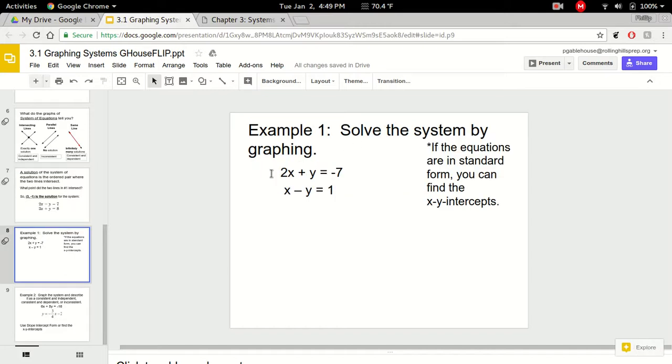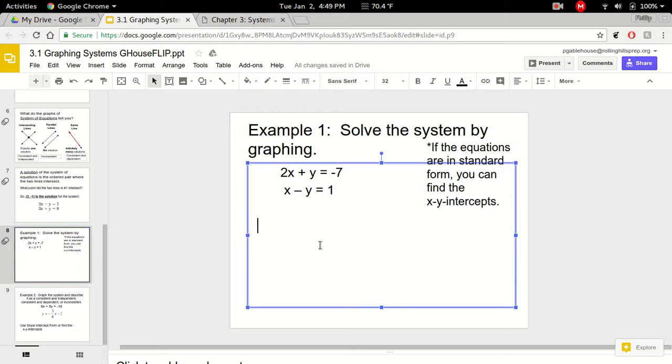So solve the system by graphing. First thing we're going to do, we're going to write everything in y equals mx plus b form. So let's solve the top one for y equals mx plus b.